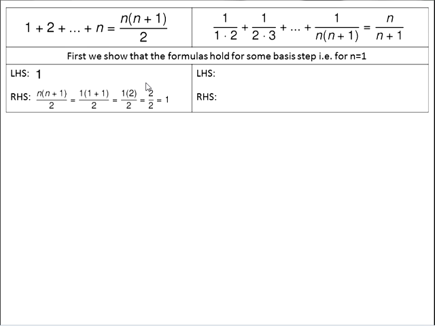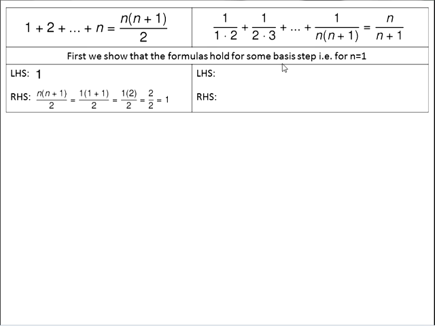If I plug 1 in on the left, I get 1. If I plug 1 in on the right-hand side, I get 1. So the left-hand side equals 1, the right-hand side equals 1. Therefore, this equation is true. The left-hand side equals the right-hand side. This is the step that you take when you're proving something by induction. You want to show that the equation works when n equals 1.